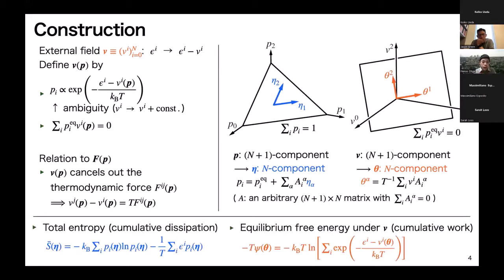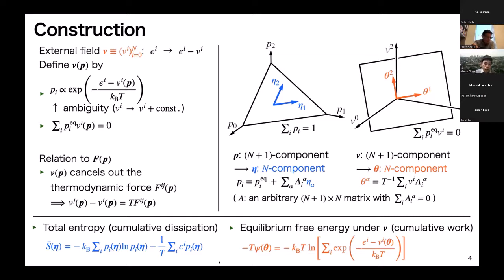Okay, next I explain the construction of eta and theta coordinates. So the set of probabilities P, we use this basically as a coordinate, but the set of probabilities P has n+1 components. And with this linear constraint, we have only n independent components. So we arbitrarily choose n independent components and use them as eta coordinates. We do something very similar also for V. So V has n+1 components, but it has one constraint. So I reduce it to n component theta coordinates.